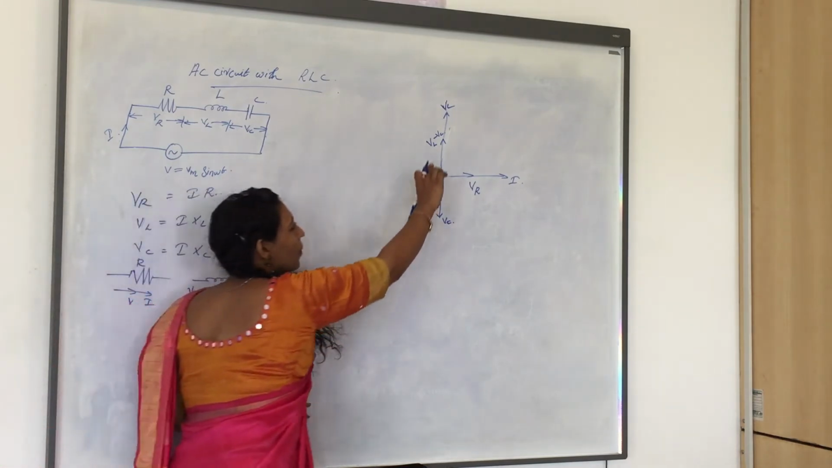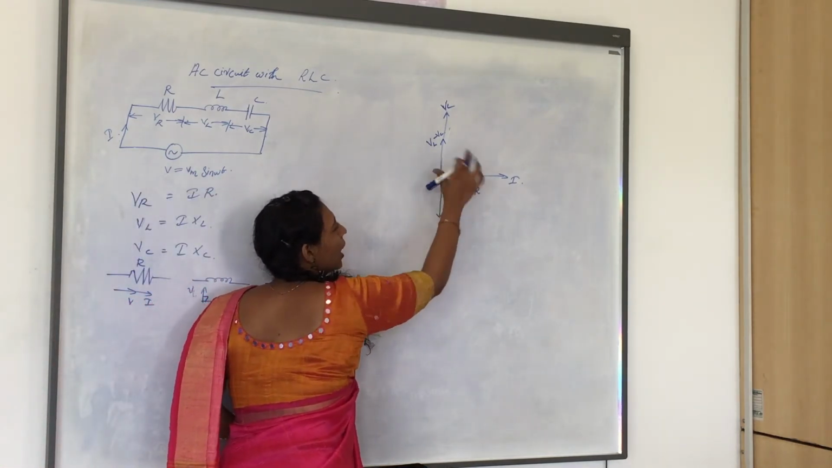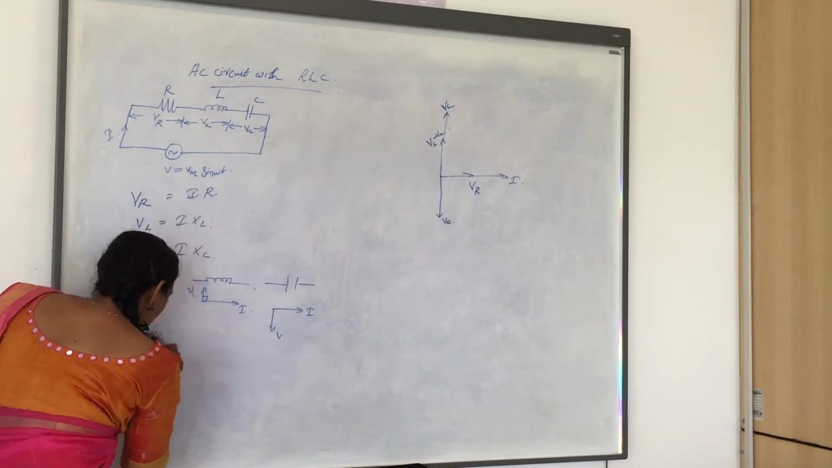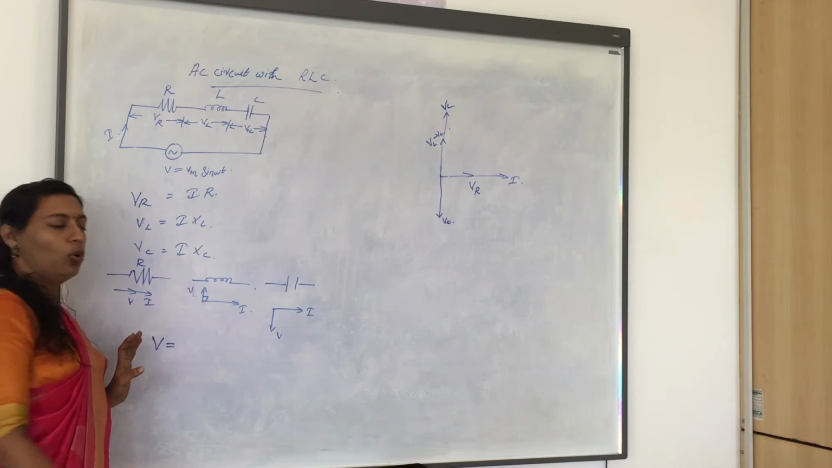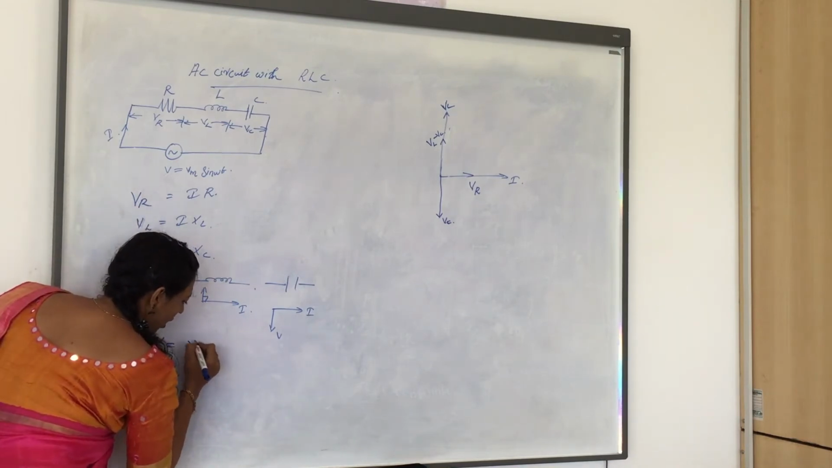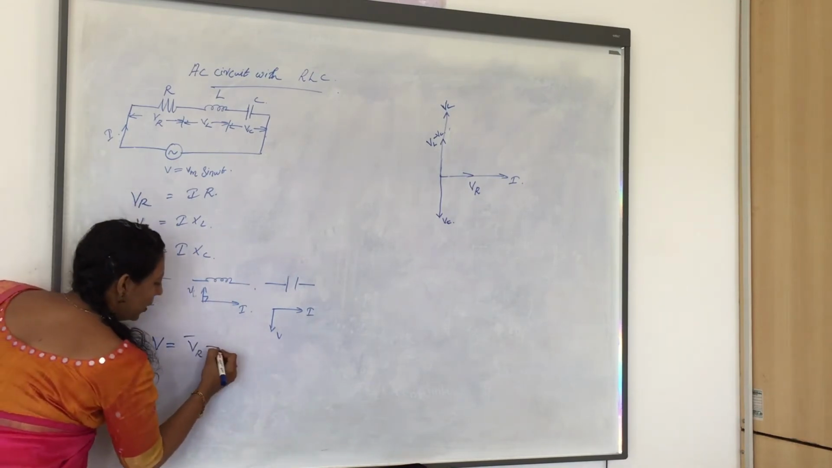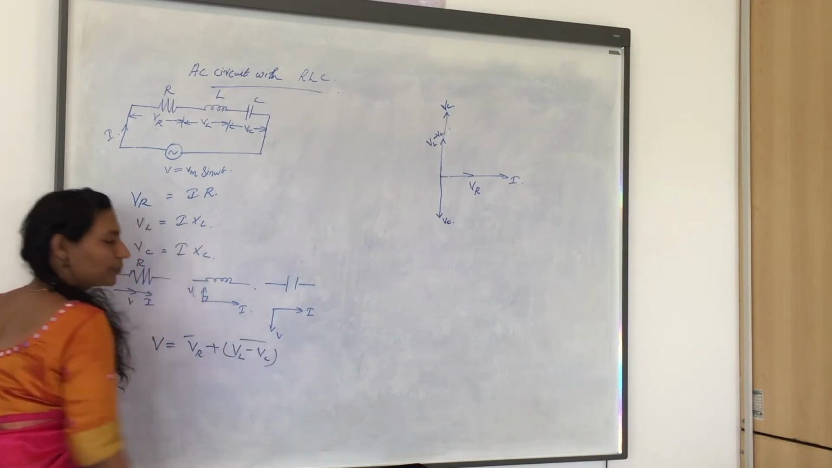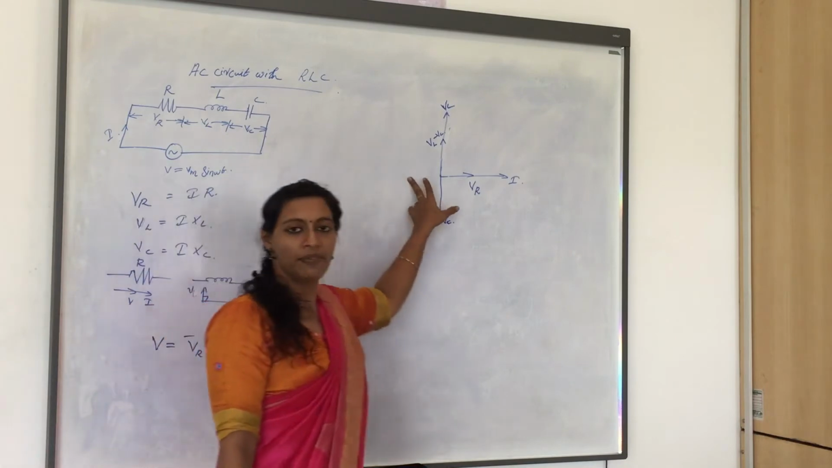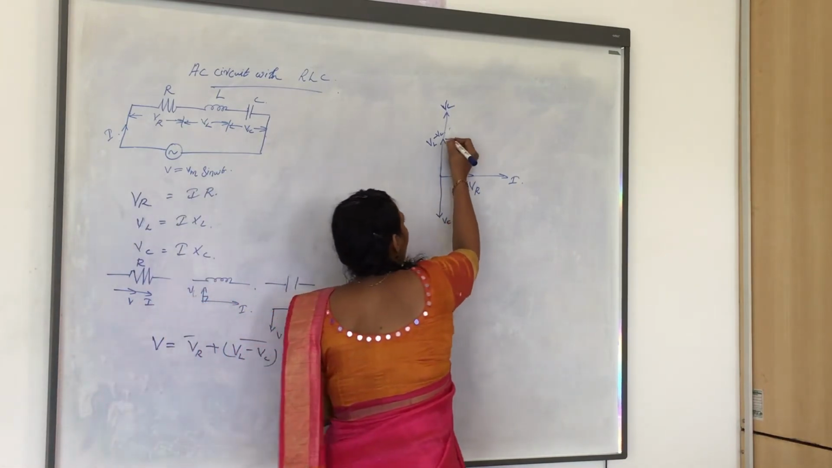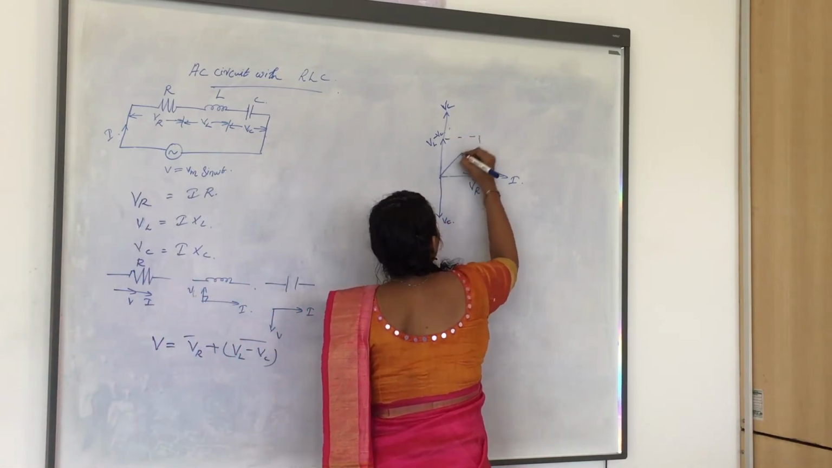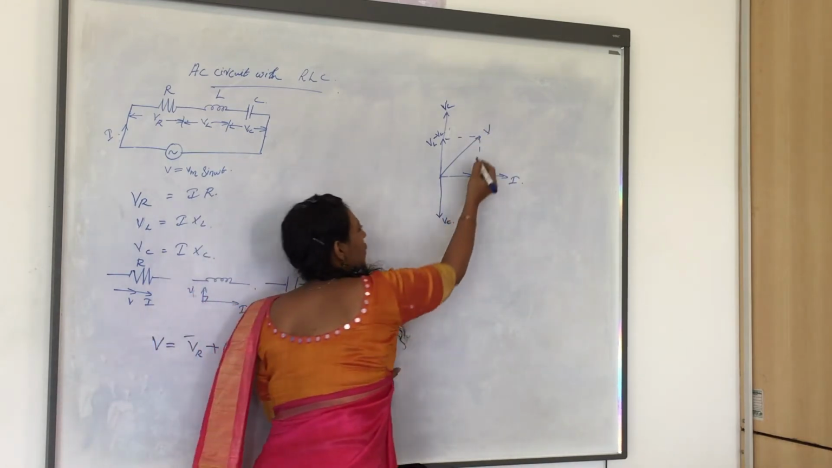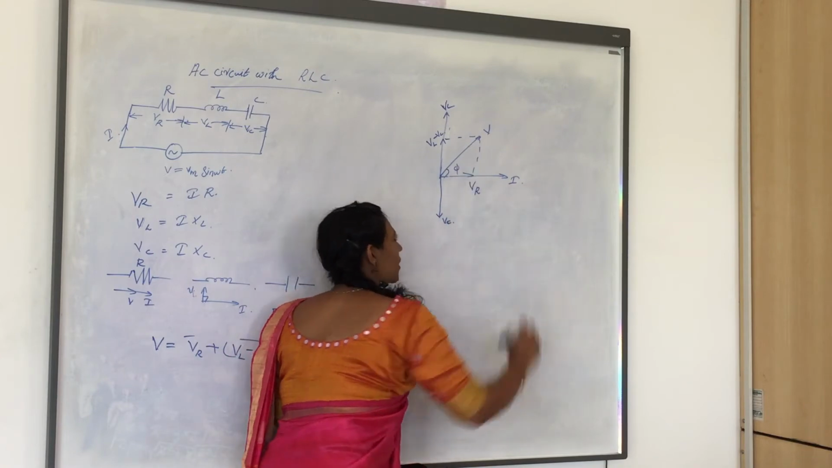The applied voltage is the sum of the drops, which means the vector sum of VR plus VL minus VC. The vector addition can be done by forming the parallelogram, and the diagonal will be the resultant. The angle between voltage and current is taken as phi.